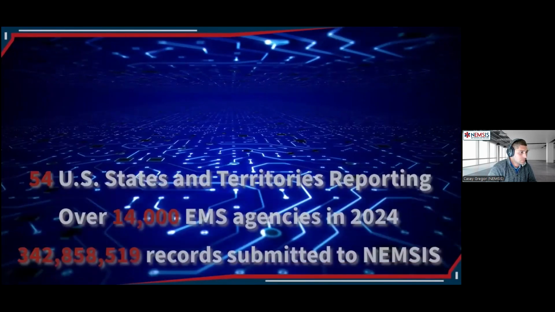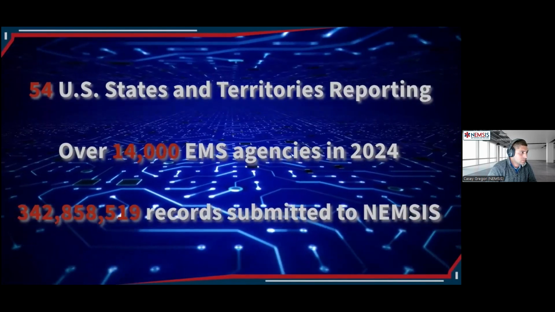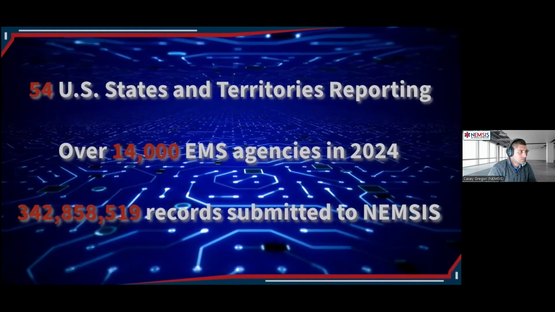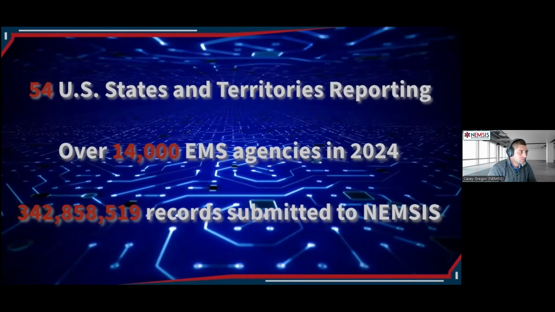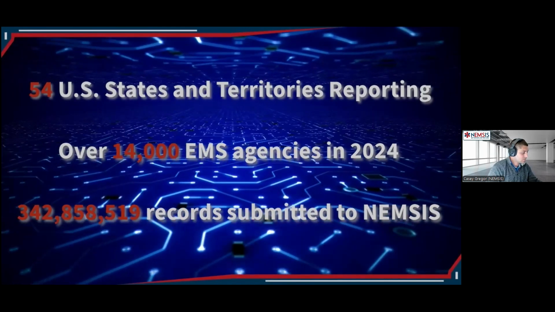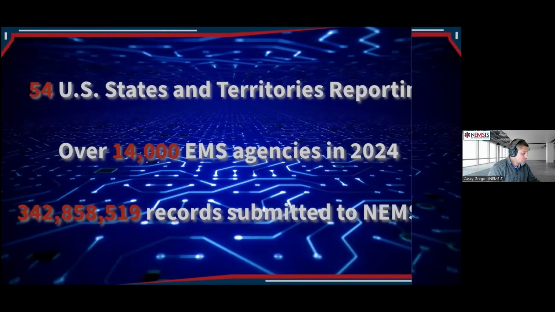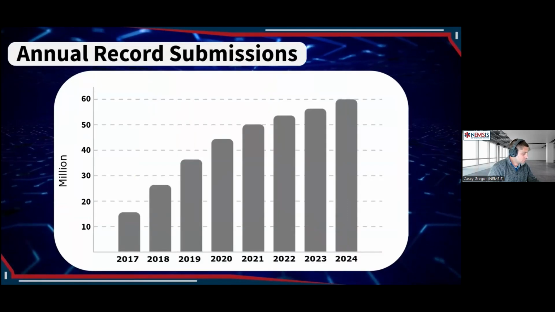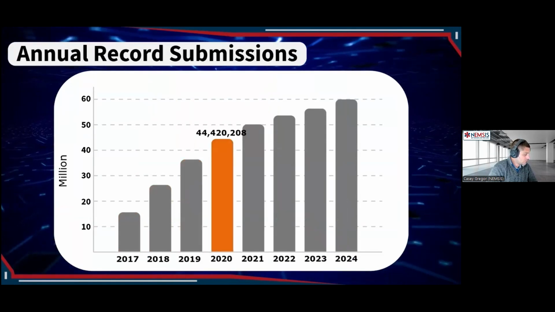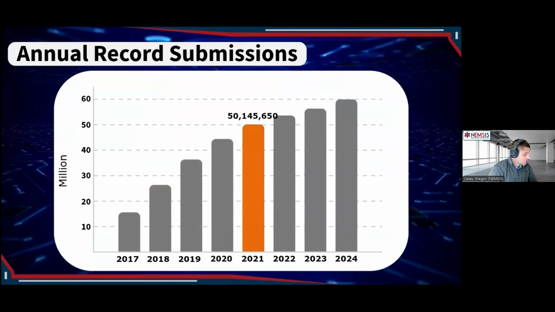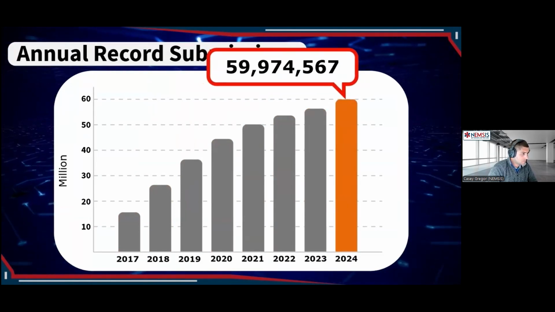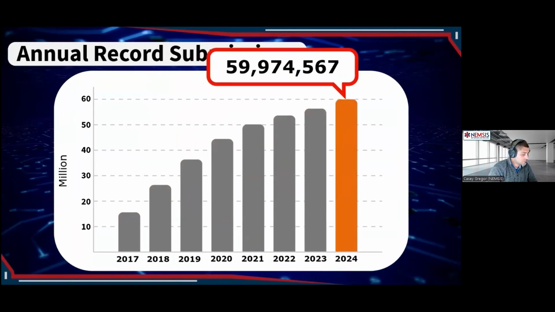In 2024, 54 U.S. states and territories participated in the NEMSIS Standard. This included over 14,000 EMS agencies and a total of over 340 million records submitted since its inception. The annual number of records submitted to NEMSIS continues to increase, as does the number of states and agencies participating. 2024 alone saw more than 59 million records successfully received by the National Repository.